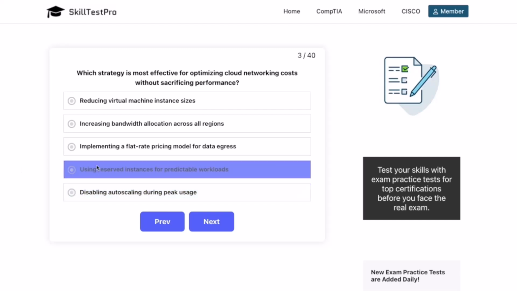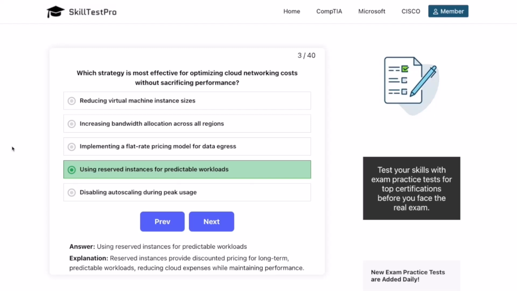The correct answer is using reserved instances for predictable workloads. Reserved instances provide discounted pricing for long-term predictable workloads, reducing cloud expenses while maintaining performance.